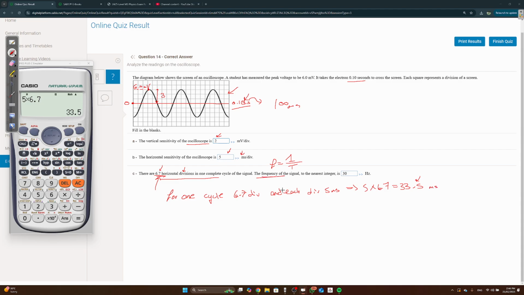But I want frequency. Isn't frequency equal to 1 over t? But t in this case has to be in seconds. Let's change this to seconds before we do anything else. Let's divide it by 1000. You're going to get 0.0335. So t is equal to 0.0335. How do I find frequency? It's 1 over t. So 1 over 0.0335. Okay, so 1 divided by that gives 29.8, which to the nearest integer is going to be 30.